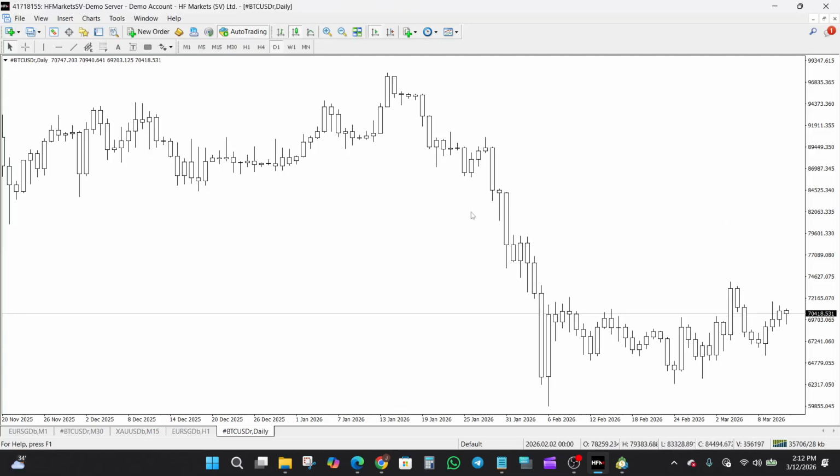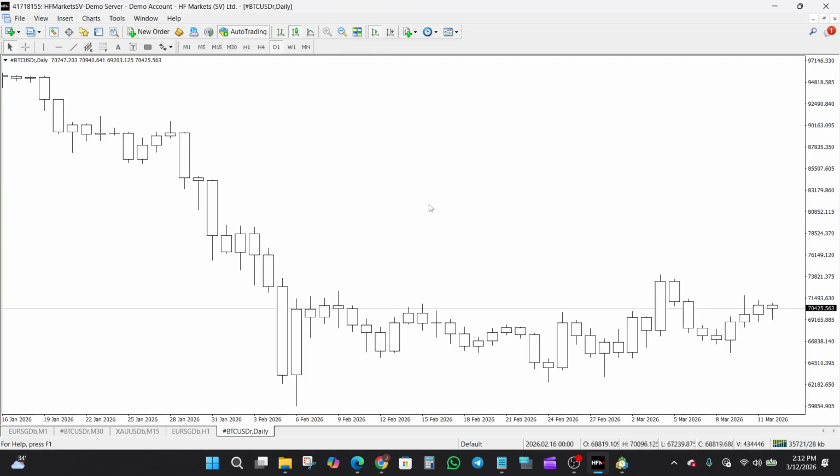Now when trying to interpret a holo candle, you should know that if the close price is greater than the open price, it is a bullish candle. And if the close price is less than the open price, it's a bearish candle.